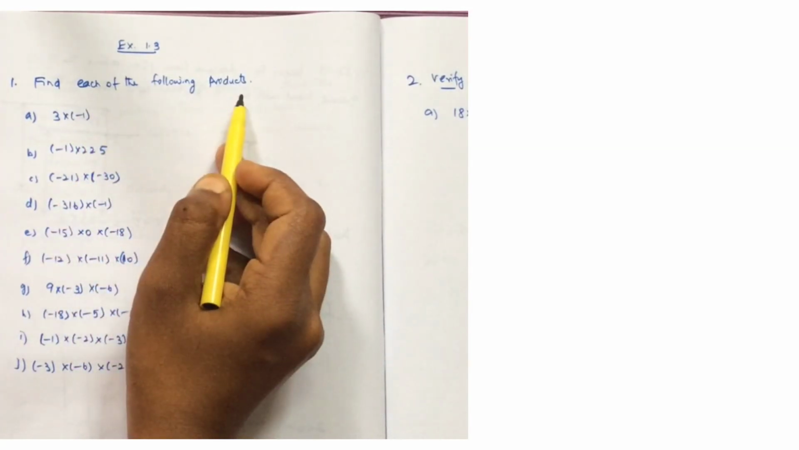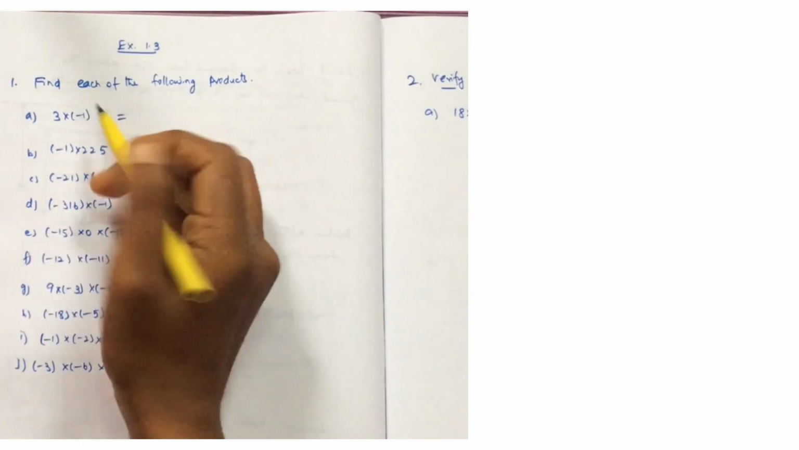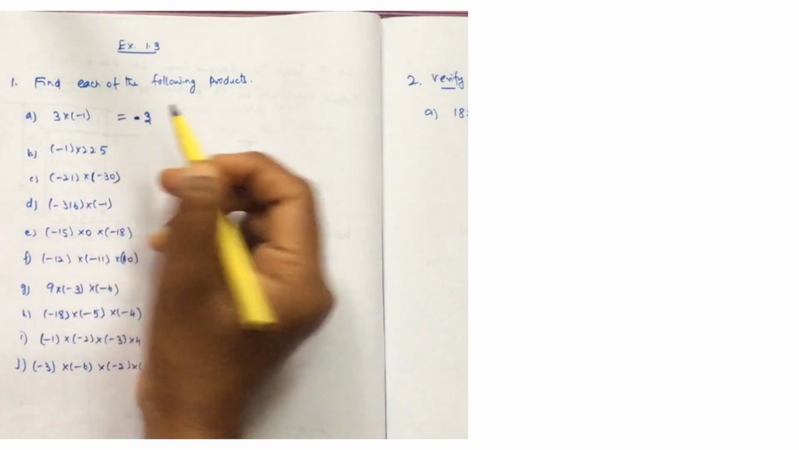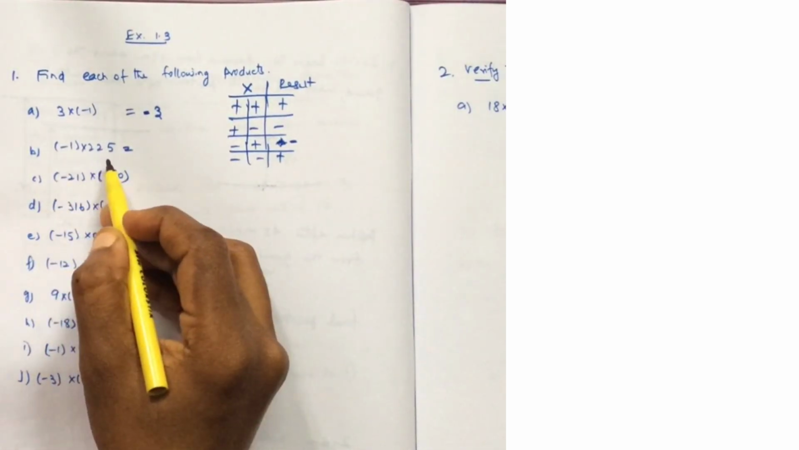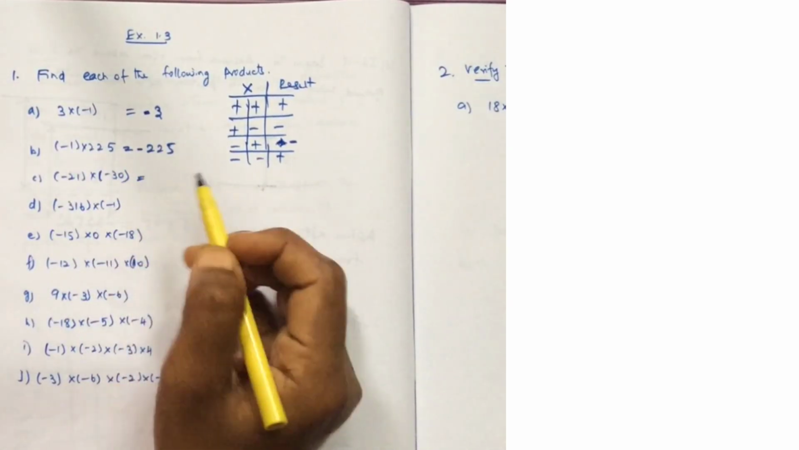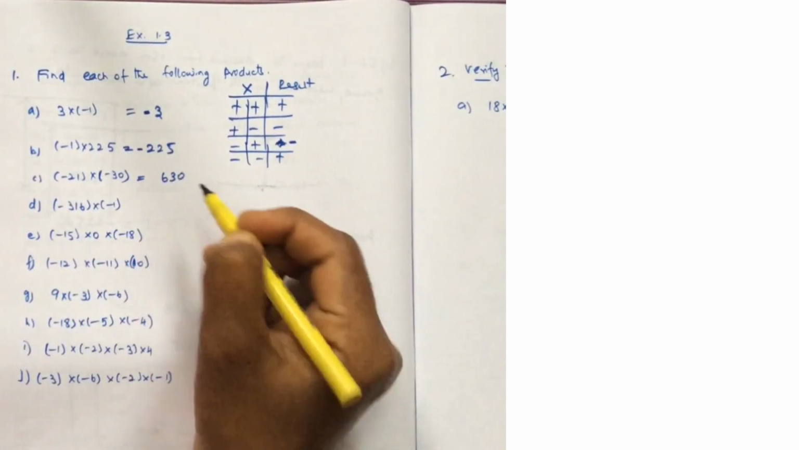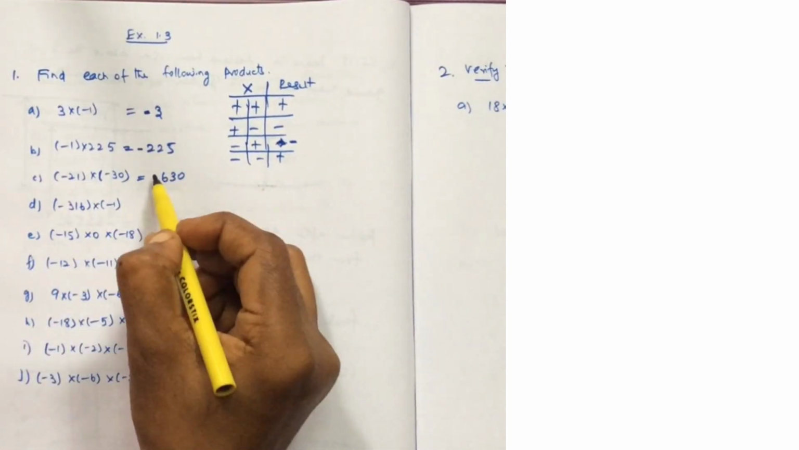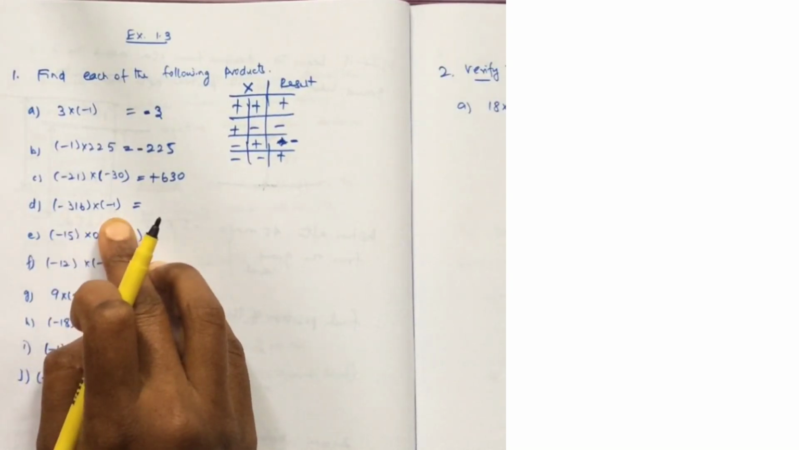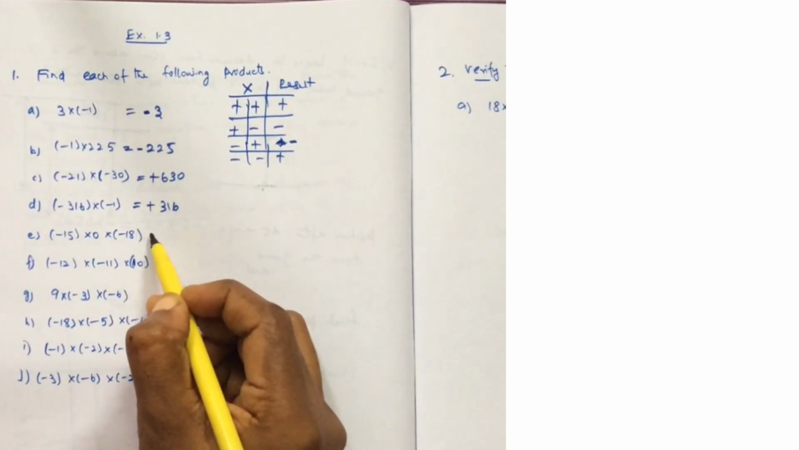Find each of the following products. So here, 3 multiplied by minus 1. First you will see what is 3. 3 ones are 3, then plus into minus, minus. The next is minus 1 multiplied by 225, that is 225, this plus into minus, minus. Here this 21 multiplied by 30, that is 630, this minus into minus is plus. The next problem, 316 multiplied by 1 is 316, this minus into minus becomes plus.